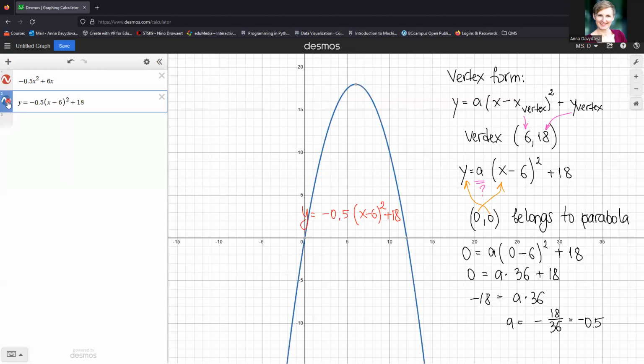It means I did not make any mistakes, and this is the factored form. Oh, I'm so sorry, vertex form. This is vertex form. This equation, which was hidden before, is the standard form. So that's how we write the equation of a parabola in vertex form.